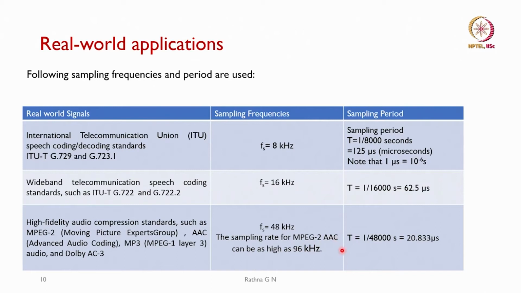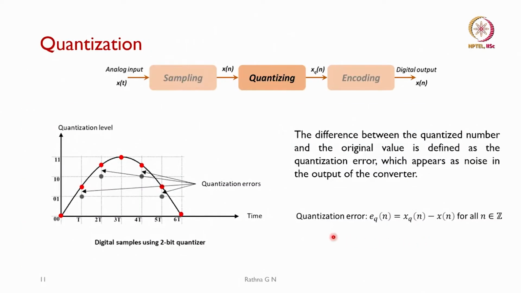So, in that case, our sample period, if we consider 48 kilohertz, which is 1 by 48,000, is going to be 20.83 microseconds. That is the sampling period at which we have to sample the signals. So, these are some applications showing how we have to do the sampling correctly.